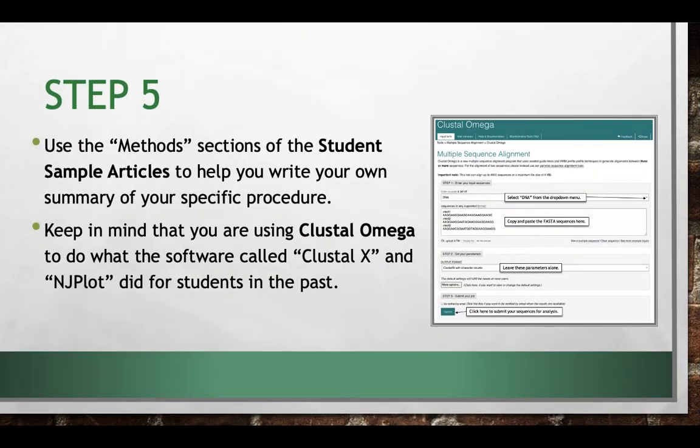The next step is one that I think will save you a little bit of time. I want you to use the methods section of the student sample articles as the basis for writing your own summary of your specific procedure. This way you don't have to come up with everything from scratch. Of course, keep in mind that if you just copy and paste from those sections, you're going to end up including specific information that is not necessarily representative of what you actually did. But this hopefully will help you from having to just start from scratch and rewrite in your own words all of the steps that I've outlined for you in the guidelines.